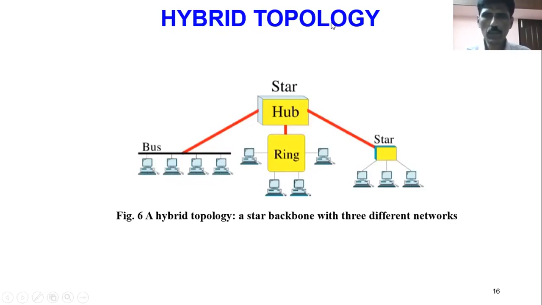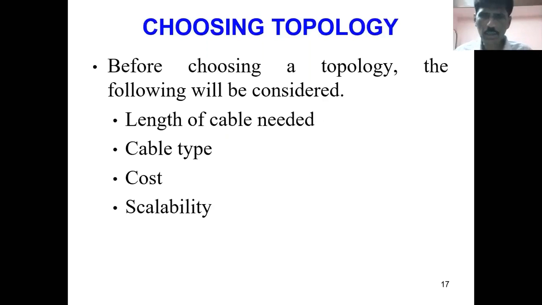Then we are moving to the next slide. Now, all the types of topology we have already discussed. The first one, mesh topology. Second one, star topology. Third one, bus topology. Fourth one, ring topology. Fifth one, hybrid topology.